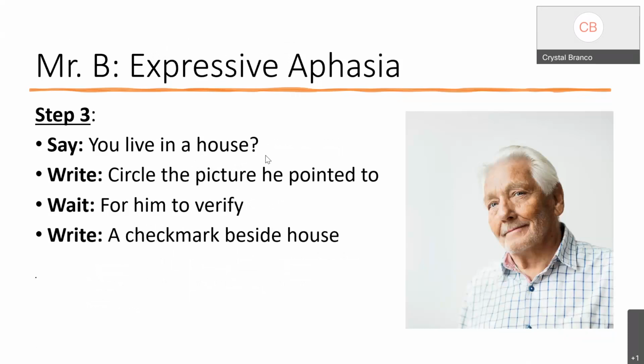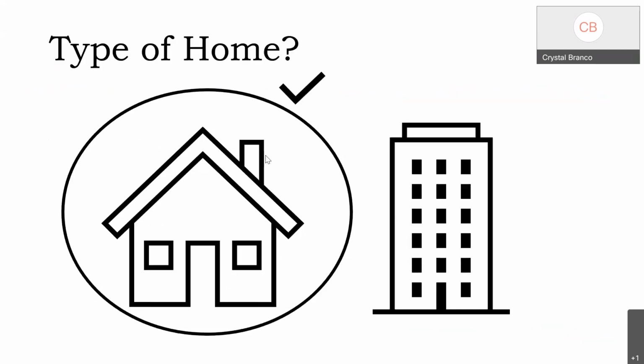So he's pointed to house. So you want to say, so you live in a house, circle the picture that he pointed to, and wait for him to verify. Once he verifies, yes, that's what he meant, then you put a check mark beside that one. And it would look something like this.